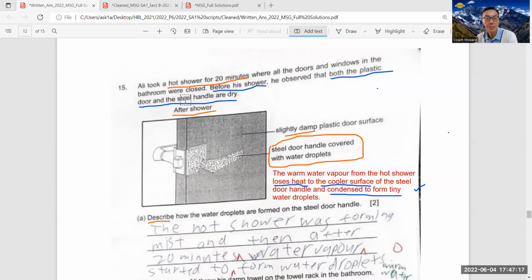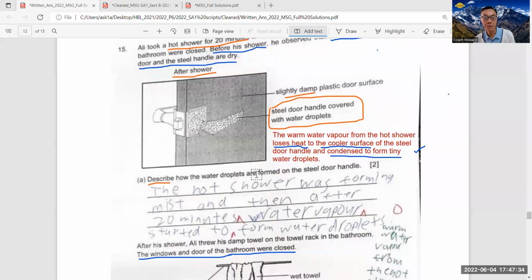Okay, in this question, it says that Ali took a hot shower for 20 minutes where all the doors and windows in the bathroom were closed. Before he showered, he observed that both the plastic door and the steel handles are dry. So this is after shower. So you're supposed to describe how the water droplets are formed on the steel door.